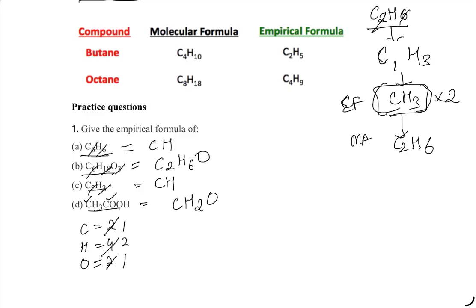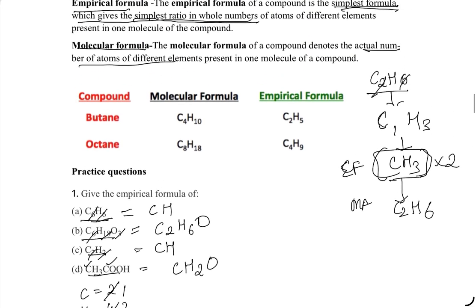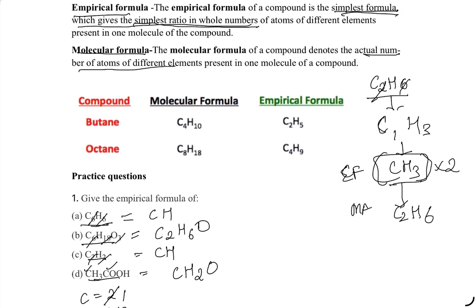So if the formula has repeated atoms, you can count them all together, and then you can find out the simple formula. I hope it is clear to you, the basic difference between empirical and molecular formula, and you will be able to find it out. If the molecular formula is given, you should be able to find out the empirical formula.